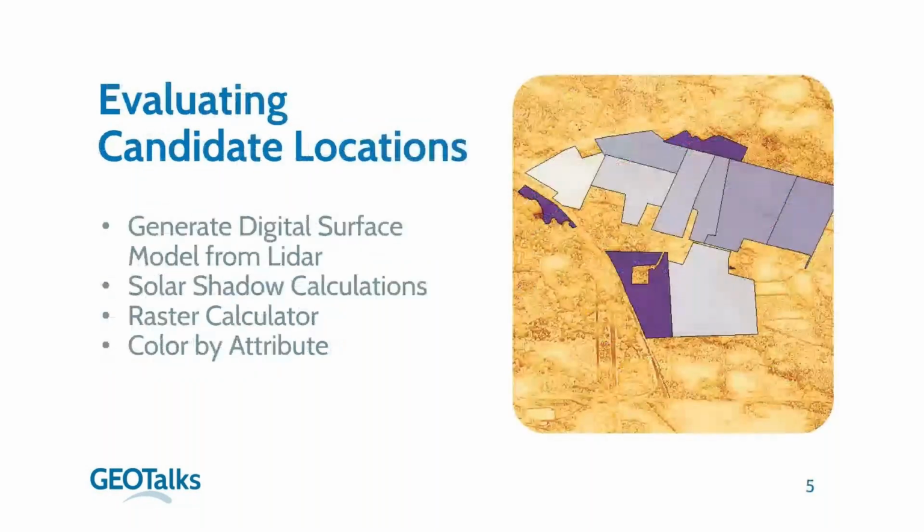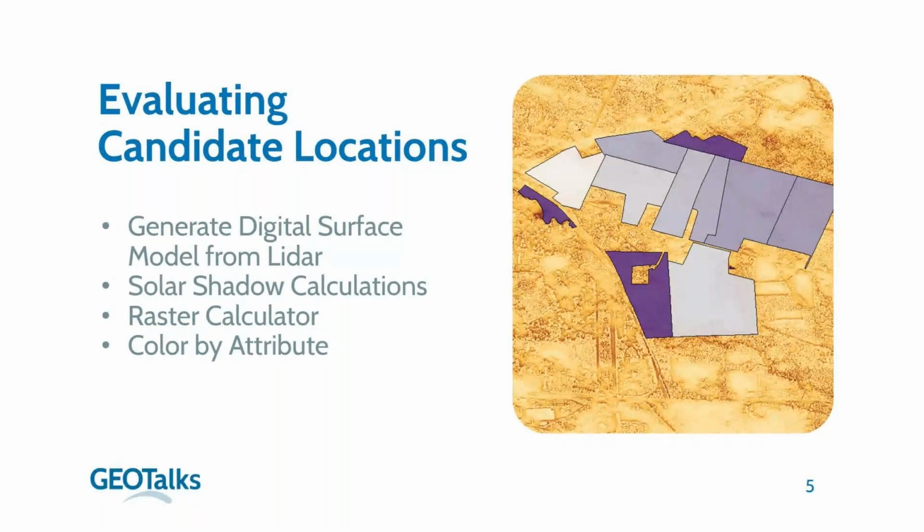Once we've gone through all of that, then we're going to move on to a second part of the process, evaluating our candidate locations. And this is going to utilize what I was really excited to talk about today, a new feature that was included within Global Mapper Pro version 26.0, our solar shadow calculations tool.